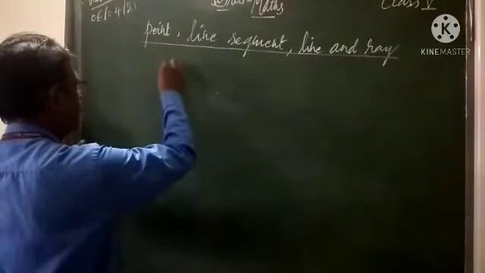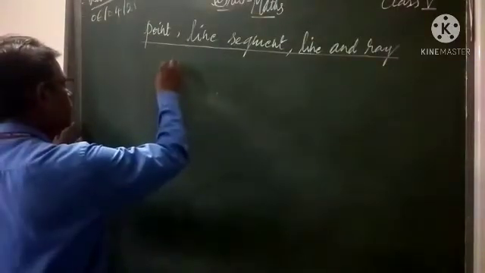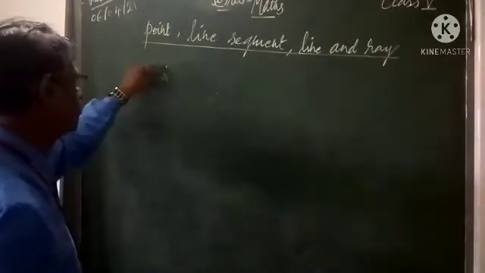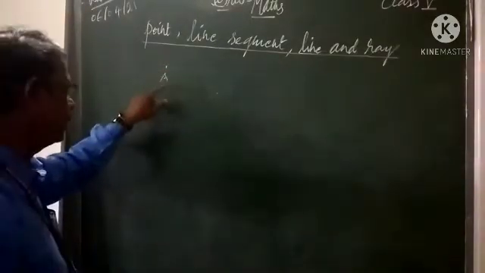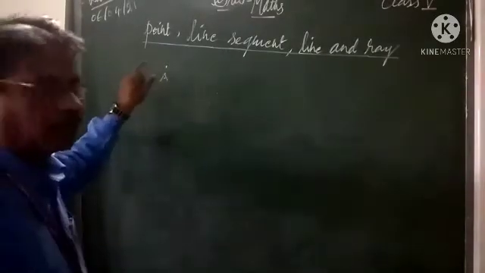Point means like this small dot. This is called a point. If we are giving it a name, for example here A, this point is represented by the letter, capital letter A. Always you have to give a capital letter only. So we can say point A.